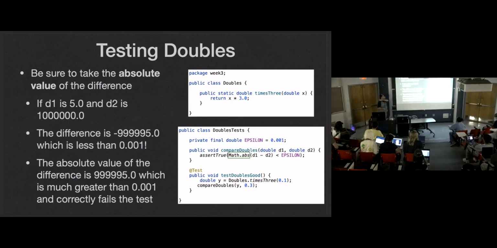And then don't forget to do your absolute value. Take the absolute value of the difference. I see it every semester at least once. I'll see a student without the absolute value and just d1 minus d2 less than epsilon because they were just working too fast and didn't copy everything from the slide. I don't know. But if I have 5.0 and a million, and I'm just taking the difference without absolute value, I'm going to have negative a bunch, which is less than 0.001. Test passes, even though you're off by about a million. Make sure you have that absolute value in there.